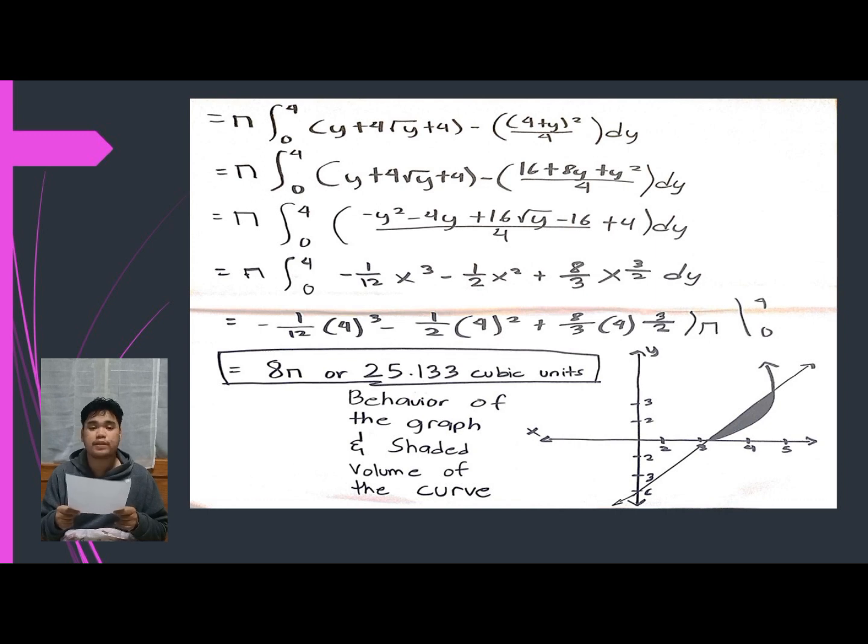And now we're going to substitute our 4 for our variable. So we've got negative 1 over 12 times 4 to the power of 3 minus 1 half times 4 to the power of 2 plus 8 over 3 times 4 to the power of 3 over 2, times pi. So in the end, we've got 8 pi cubic units as our answer.